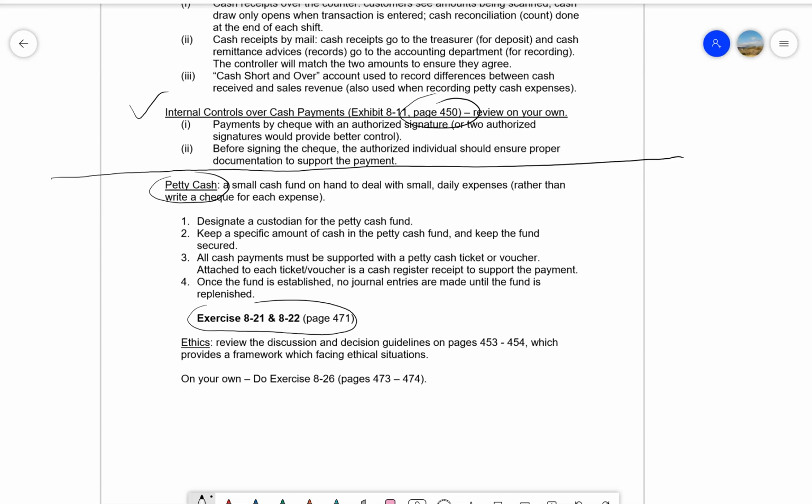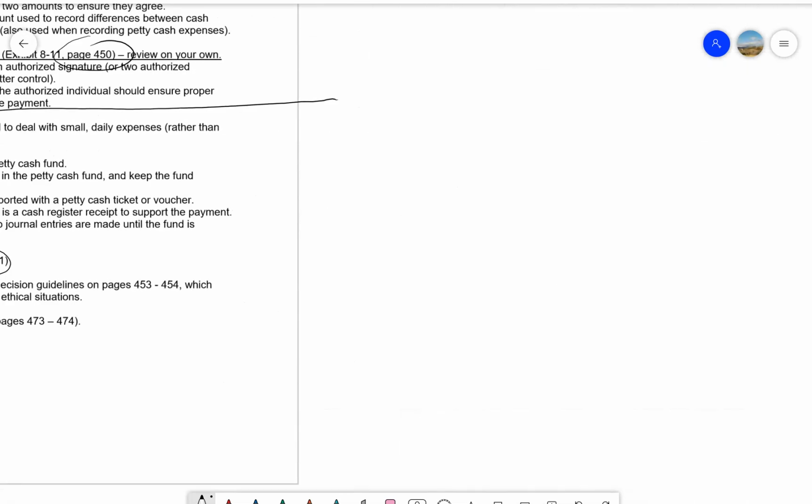Okay, let's have a look at exercise 8-21 first. Now, when we look at exercise 8-21, the company is setting up the petty cash fund for the very first time on September the 7th. So once again, the way that this works is that on September the 7th, they're going to take $500 out of their bank account and put it into a petty cash fund. And so for the accounting journal entries, we're going to set up this new account called petty cash. Now, petty cash is a current asset.